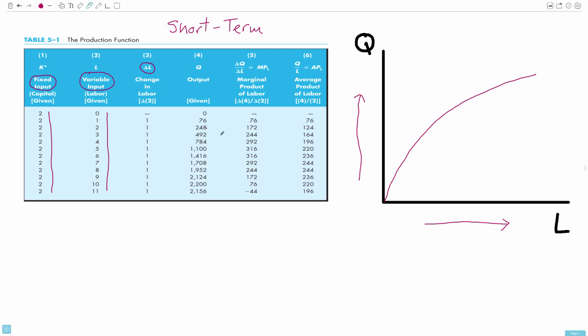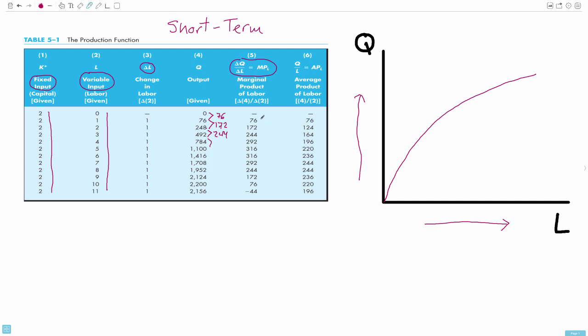Well, because look, when you calculate the marginal product, which is the change in Q divided by the change in L, this formula right here, the marginal product of labor, you're going to see that the change from 0 to 76, well, of course, is 76. This is the first change in Q due to an increase in 1 worker. The second change from 76 to 248 is 172. The third from 248 to 492 is 244, and so on and so on.